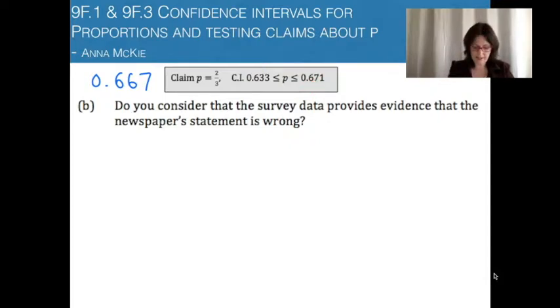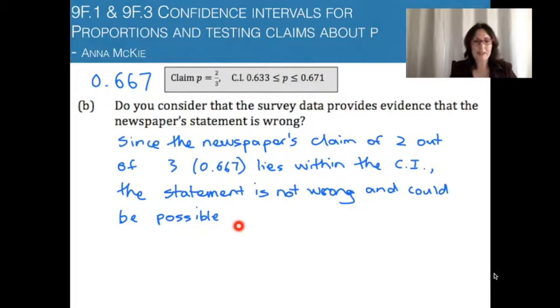Let's write that as a sentence. There's many ways you could answer this. The one I've chosen to answer with is: since the newspaper's claim of 2 out of 3, 0.667, lies within the CI, the statement is not wrong and could be possible. It's always a really good idea to include some numbers in your worded answers, and feel free to abbreviate confidence intervals to CI. The key here is that it lies within, so it's a possible value.